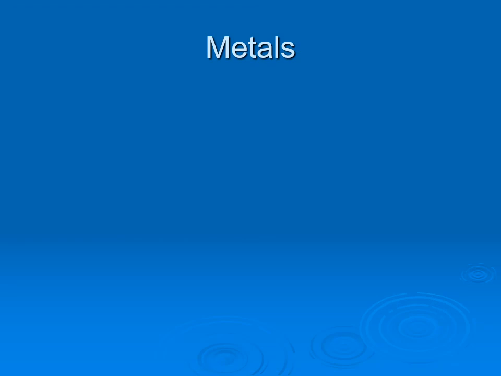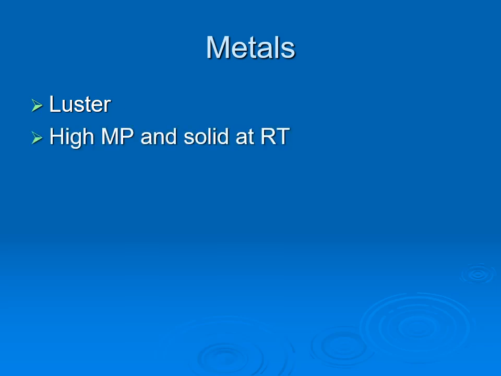Okay, so what does it mean to be a metal? Most elements on the periodic table are actually metals. So what does it mean for any element to be a metal? Well, all metals will have luster, meaning that they can be shined. They can be shiny and reflective. You may have to polish it, but it can be shiny and reflective.